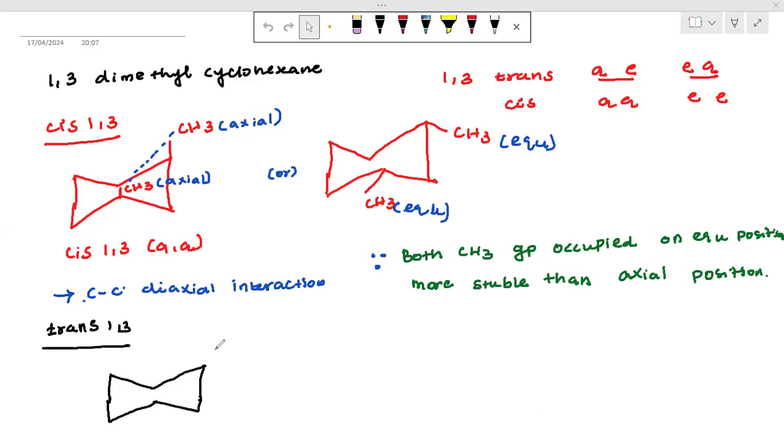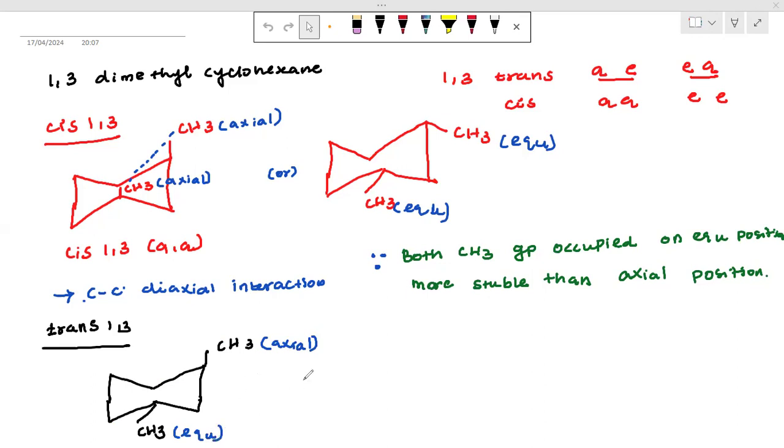Okay, so one methyl group is present in the axial form, and one methyl group is present in the equatorial form. This carbon is present in axial, and this carbon is present in equatorial.